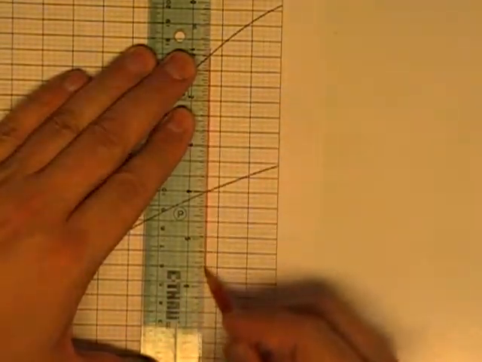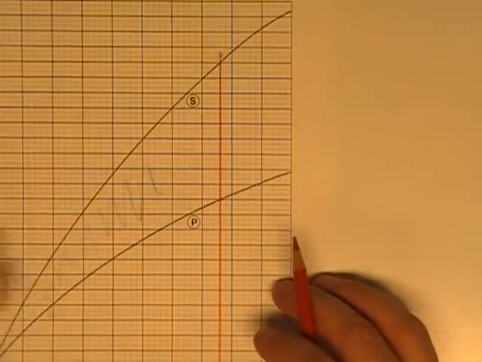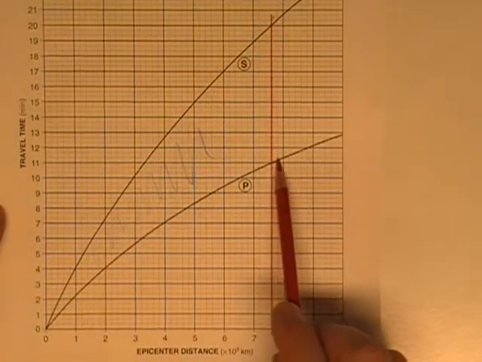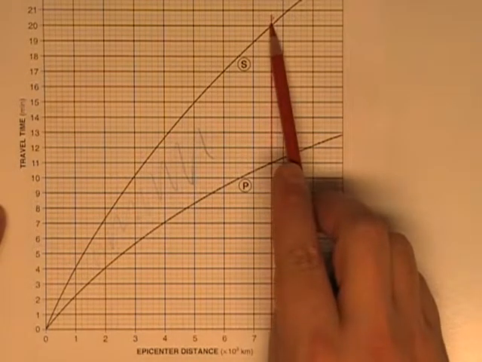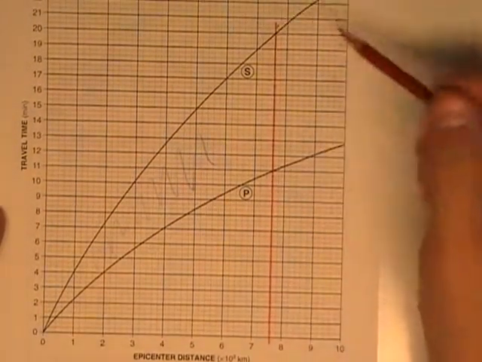Again, every earthquake is characterized by a vertical line drawn through the P and S wave. The other characteristics of that earthquake can be determined by figuring out where the P line intersects that line and where the S line intersects that line, as well as where that line meets the bottom horizontal axis. So now I have my earthquake plotted.